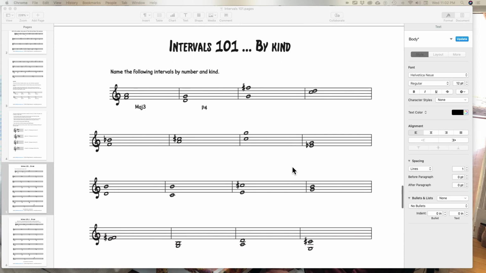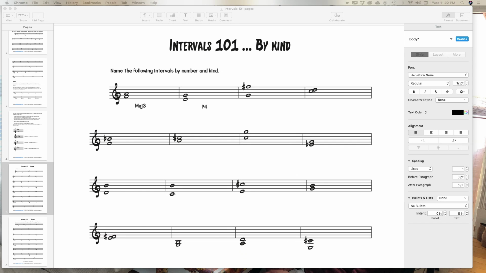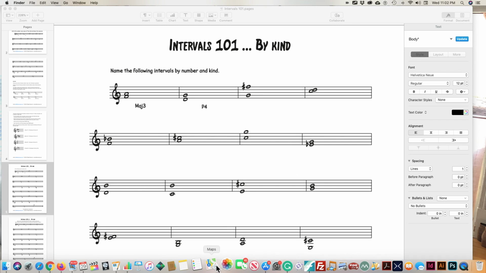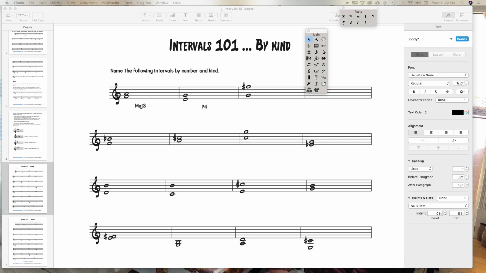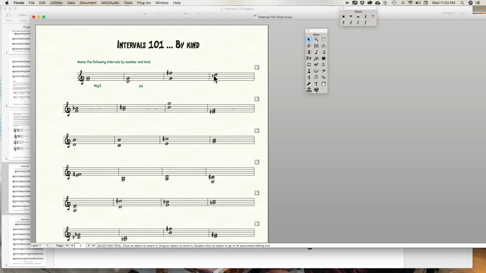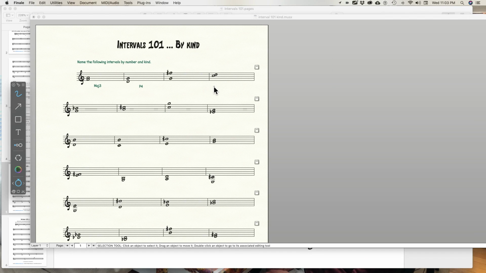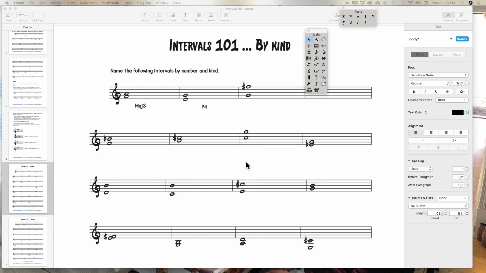And so just like we did previously, we have a worksheet to work on these intervals by kind. I can pop this up in my Finale here. For this one, name the following intervals by number and kind. So we look at this and I say to myself, we have a C to a D. Well, D is in the key of C. So what we have here is a major 2nd. So I'll go M, A, J, 2nd. Okay, so that's all we have to do, we have to name these intervals. Now you're just going to write on the bottom what the interval is. So they're all major or perfect.